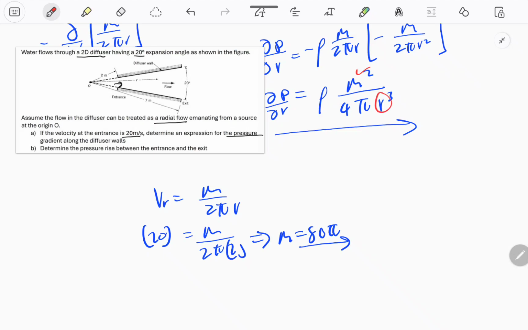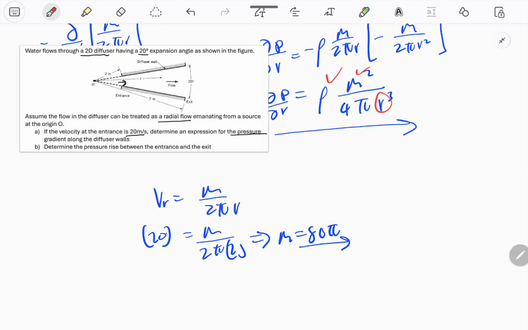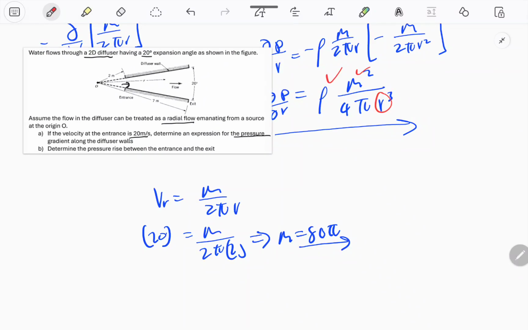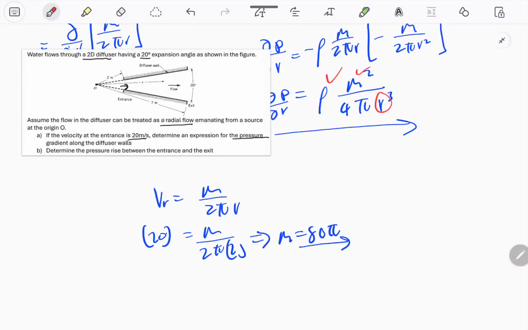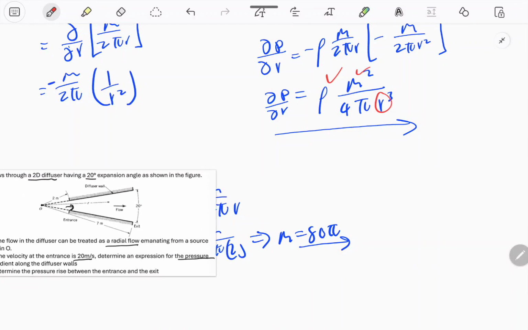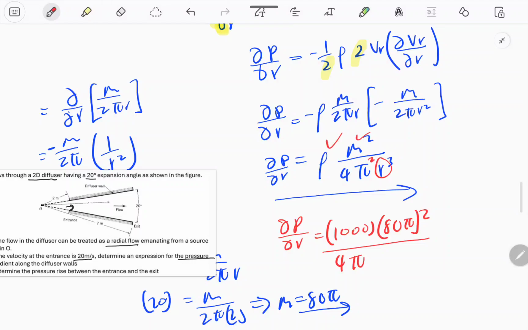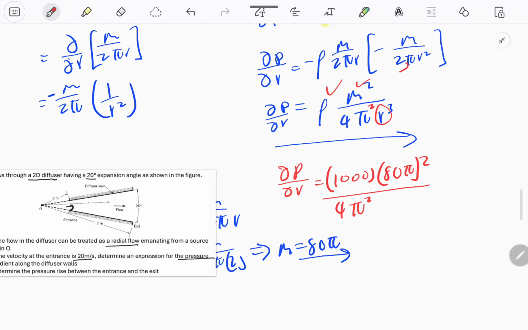R is the variable that you want to change. This one is 1000, if this is water. They did tell us this is water here. Hope you can see. Then let's try to finish up. I think we can now get the exact value if possible. This is 1000. This is 80 pi. Now I have to square it all over 4 pi. I think this thing was supposed to be squared, because there are 2 of them there.